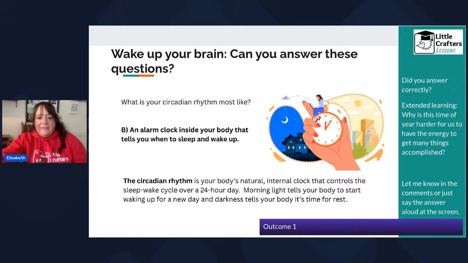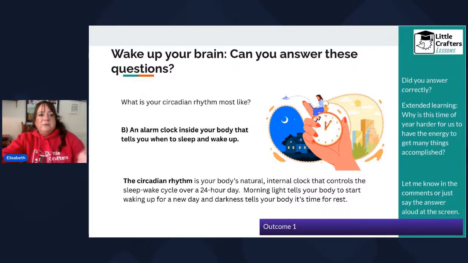So thinking about that, thinking about everything you guys have been saying on socials recently, why is it harder this time of year for us to have the energy to get many things accomplished? What's going on with our sleep-wake cycles? If you think about it, the days are shorter and the nights are longer. Your body's natural circadian rhythm will start to get you ready for rest time much earlier than it would in the summer, where it stays daylight and you're getting vitamin D and all of that very, very long into the evenings. Now that's not happening.